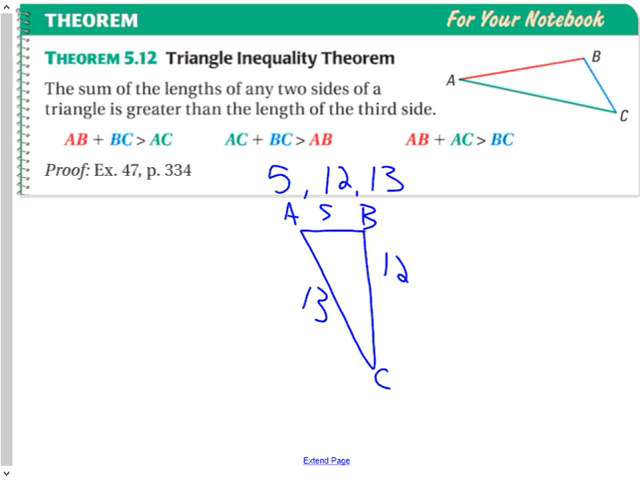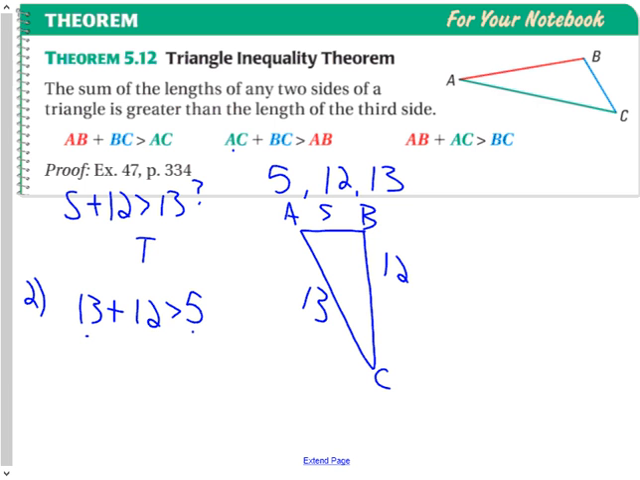This one says 5 plus 12. Is that bigger than 13? Yep, 17 is bigger than 13. How about the next one? AC, which is 13, plus BC, which is 12. Is 13 plus 12 greater than 5? 13 greater than 5, of course that's true. Last one, we've got AC plus AB, so 5 plus 13. Is that greater than 12? Of course that's true. 13 is bigger than 12.